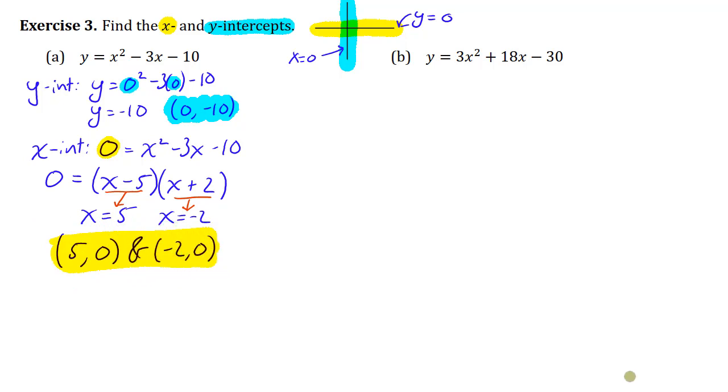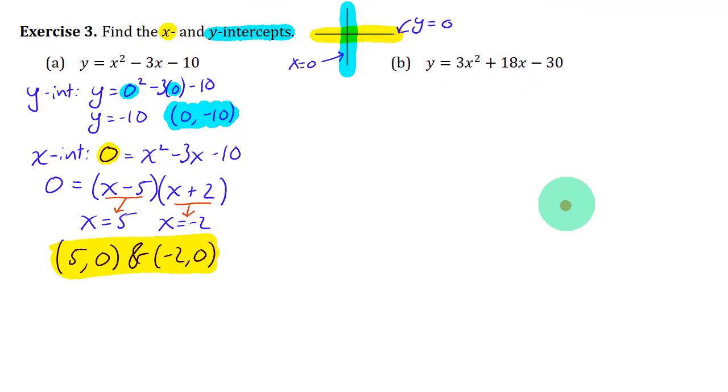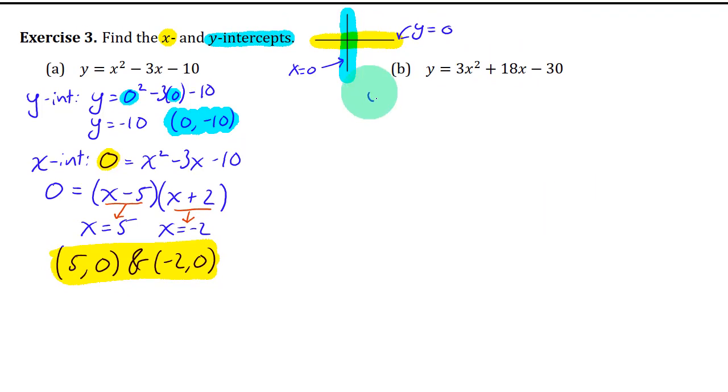Okay, so then let's look at this one. If we're finding the y-intercepts, we're going to plug in x equals 0, and if you do that, you're just going to get negative 30. You're going to get 0 plus 0 minus 30. So that's that. Now for the x-intercepts, let's plug in y equals 0.